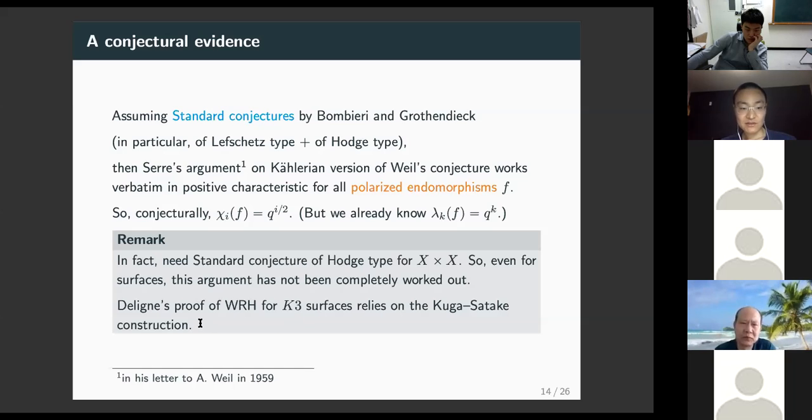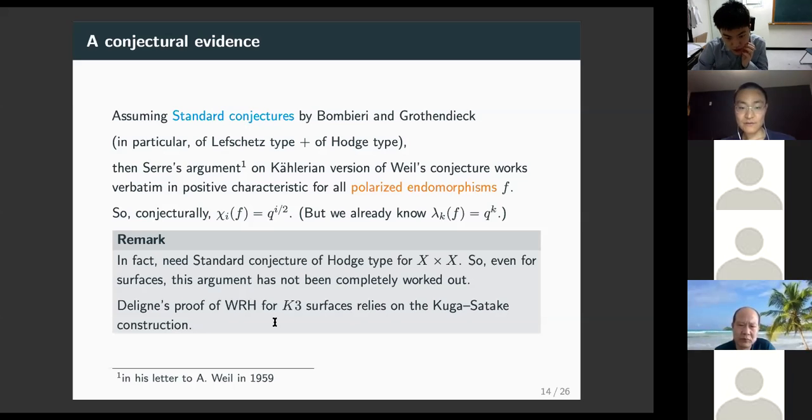But we know, before Deligne gave the general proof of the Weil hypothesis, he proved the Weil hypothesis for K3 surfaces first. His proof relies on another argument, the so-called Kuga-Satake construction.